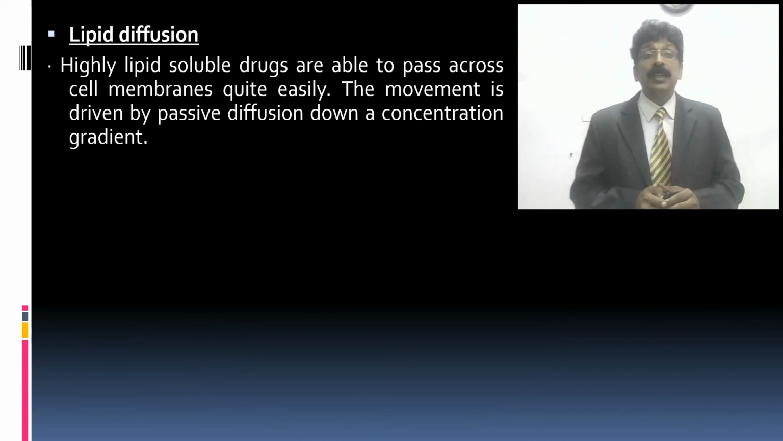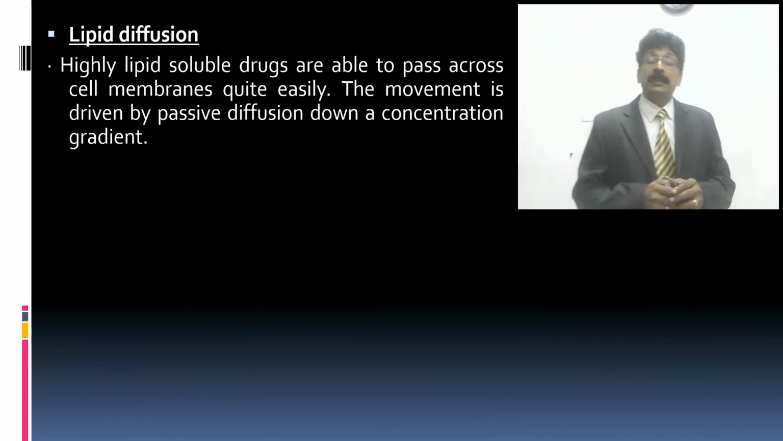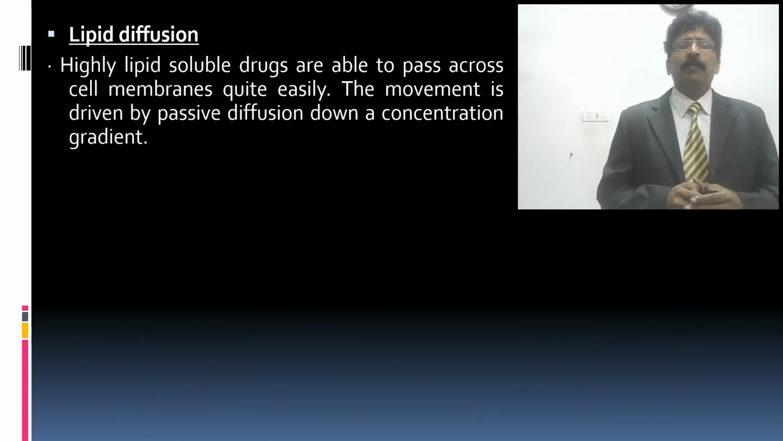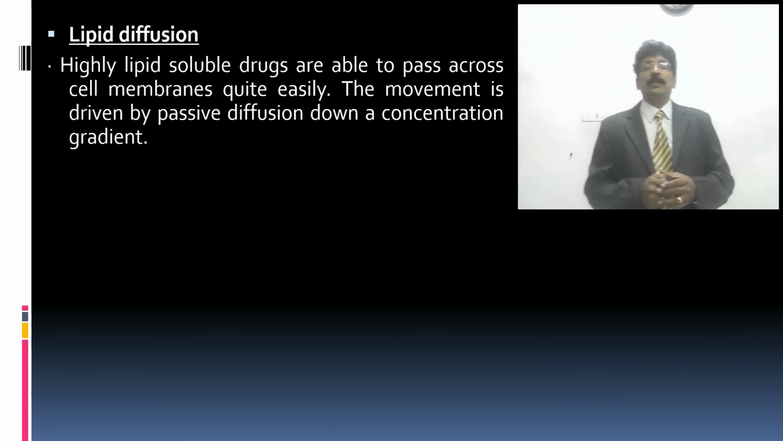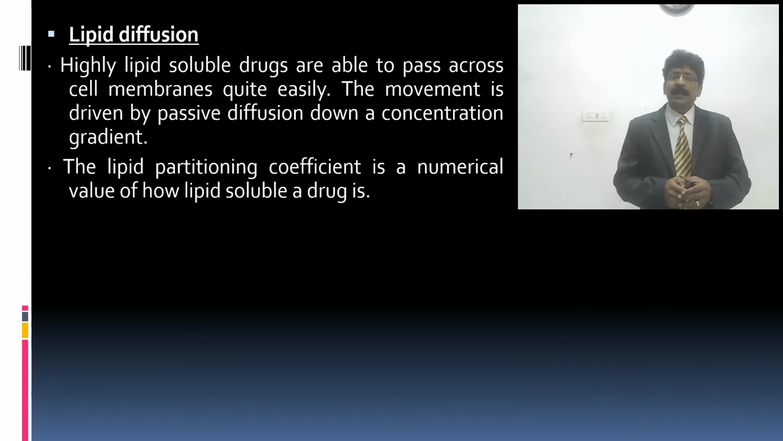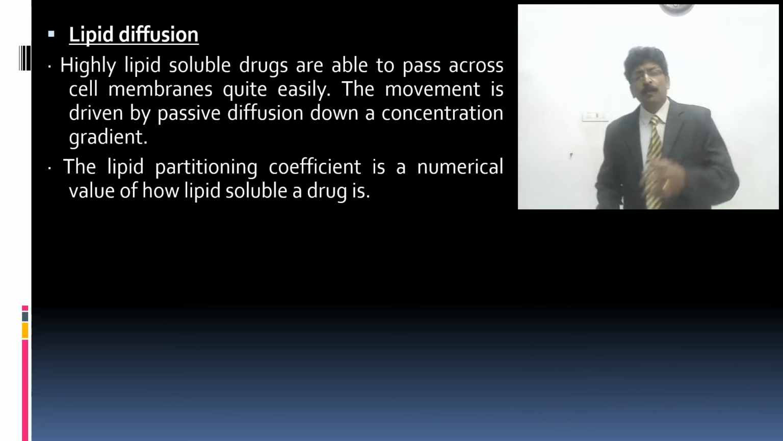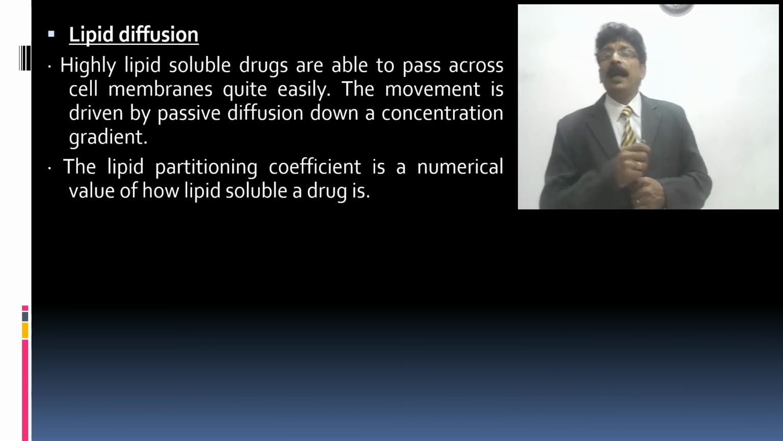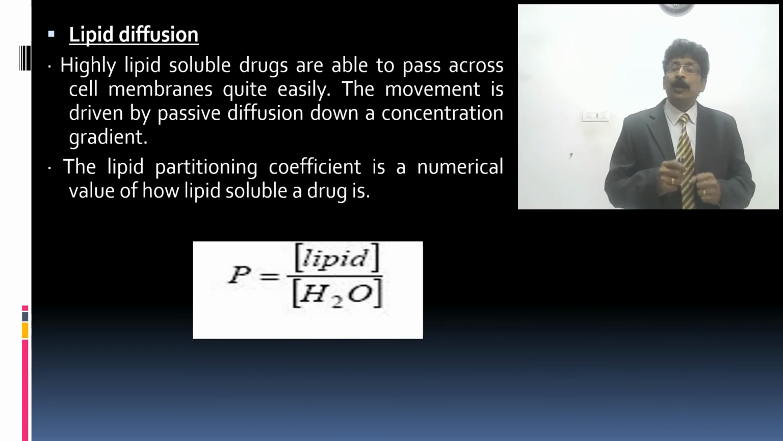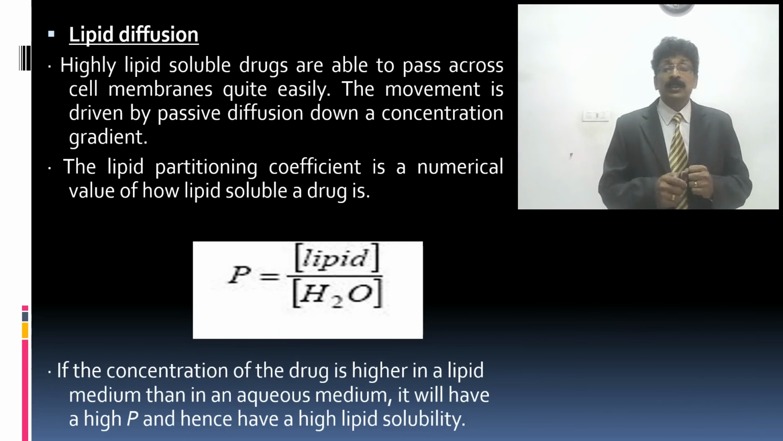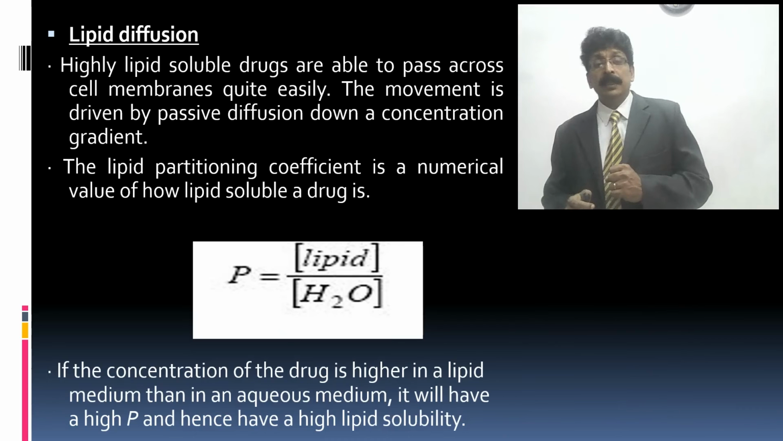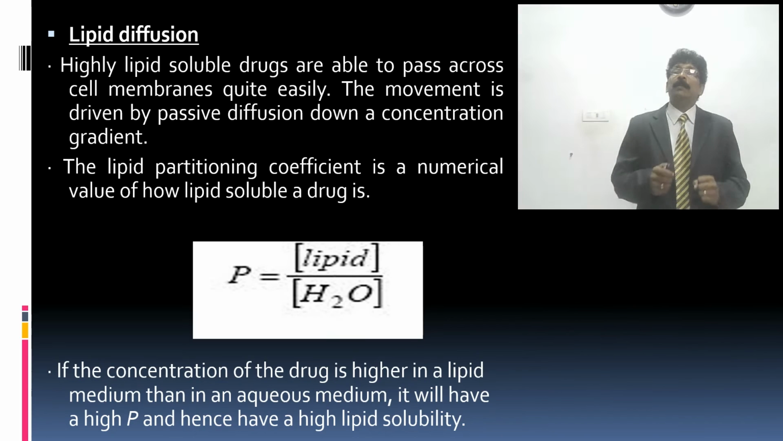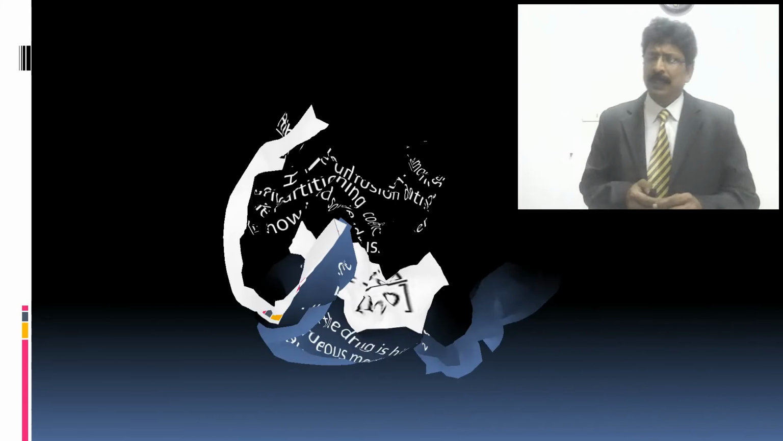Lipid diffusion: a high lipid solubility drug is able to pass across the cell membrane quite easily. Movement is driven by passive diffusion down a concentration gradient. The lipid partitioning coefficient is a numerical value of how lipid soluble a drug is. So the P value is equal to lipid by water, and if the concentration of the drug is higher in the lipid medium than in the aqueous medium, it will have a high P value and hence a high lipid solubility. Very simple mathematical expression.